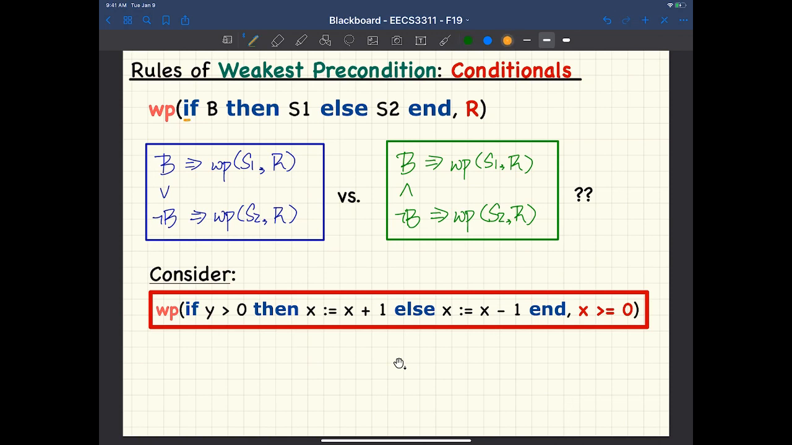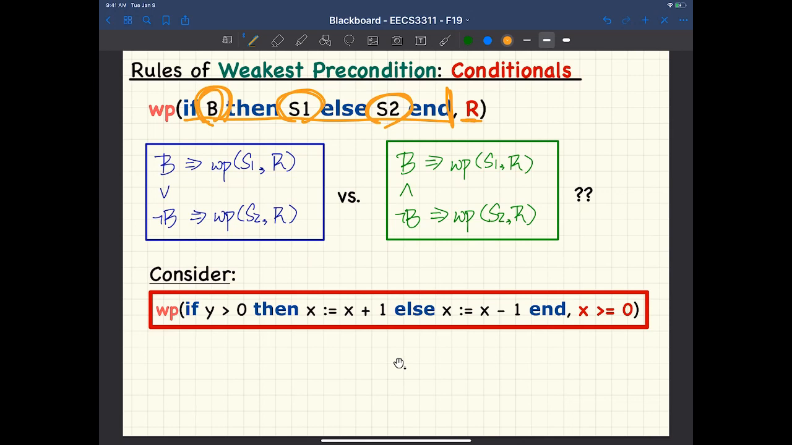So this is the program we are talking about. It's: if B, then S1, otherwise S2. We want to establish R. Think about the runtime behavior for this program. We only execute S1 if B is true. We execute S2 if B is false. And then we want to show that when the program terminates, R should be the case.